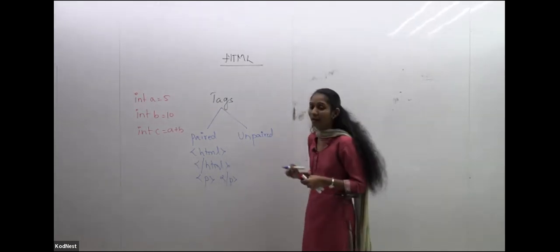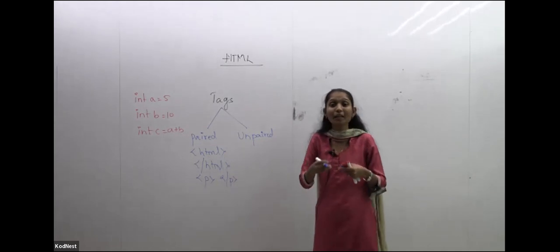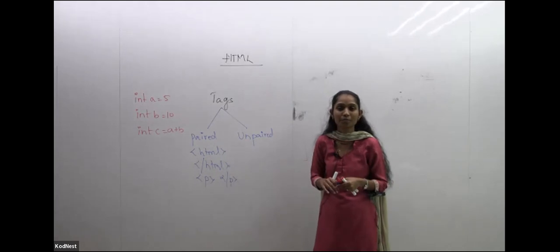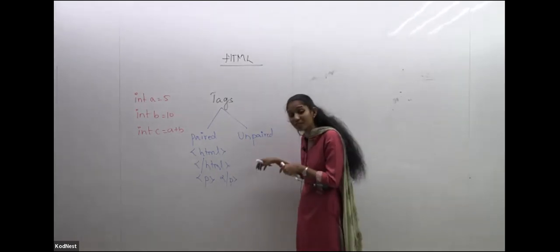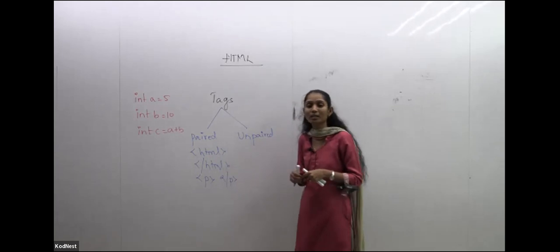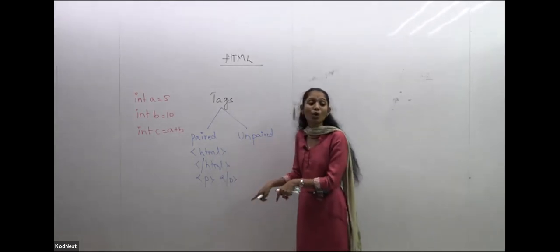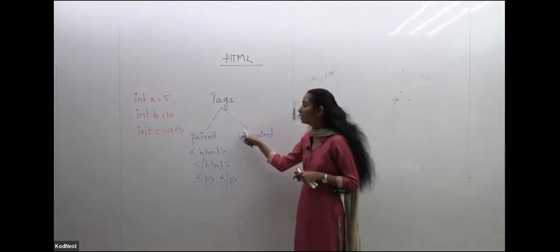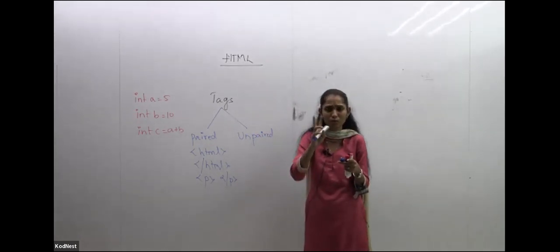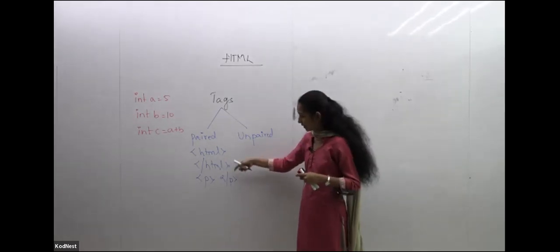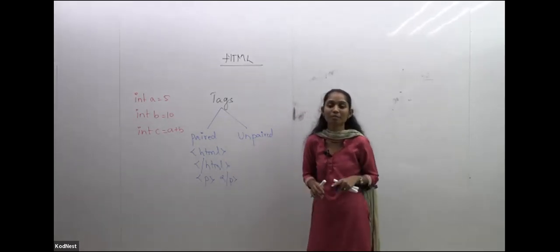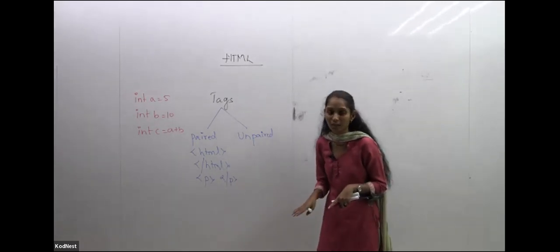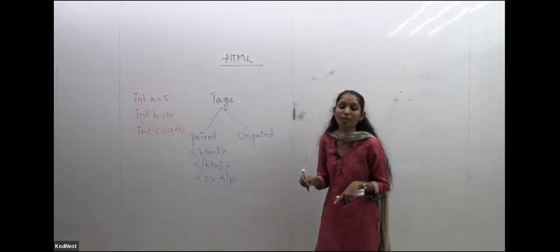And what are unpaired tags? There are individual tags which you can open, but no need to close. You can start that tag, but no need to end it. Such tags are called unpaired tags. Paired means to pair, and unpaired means single. So you can start that tag, but no need to end that respective tag.